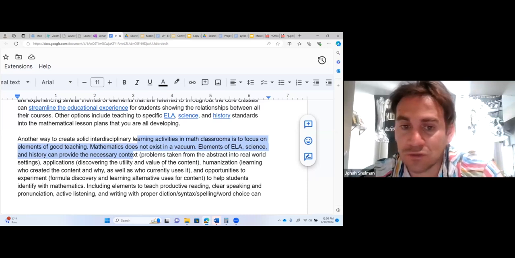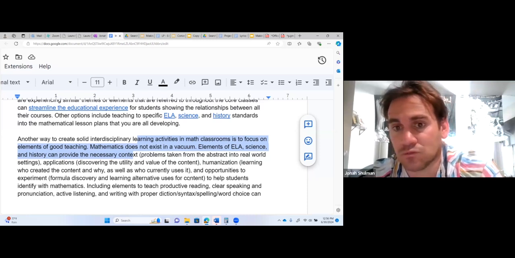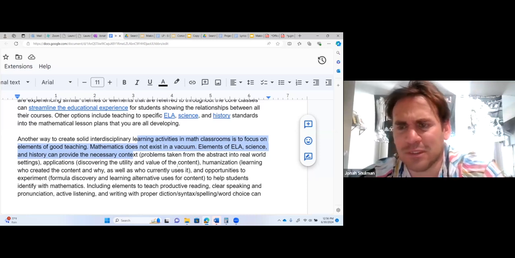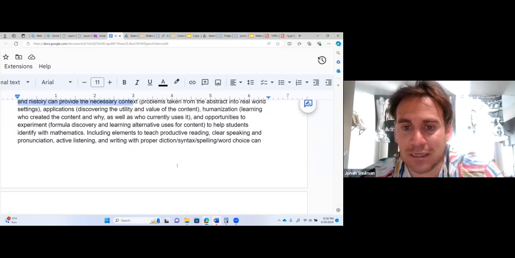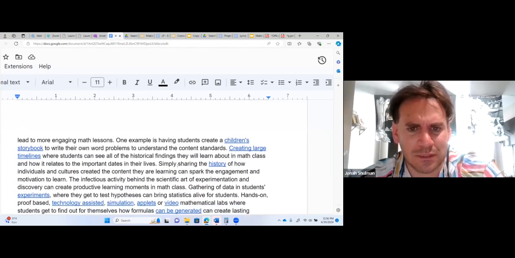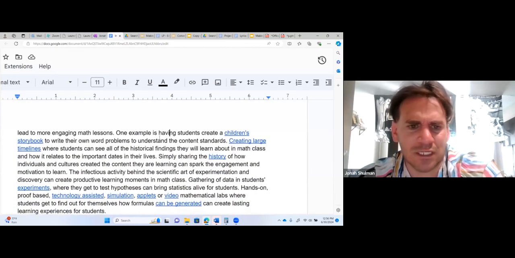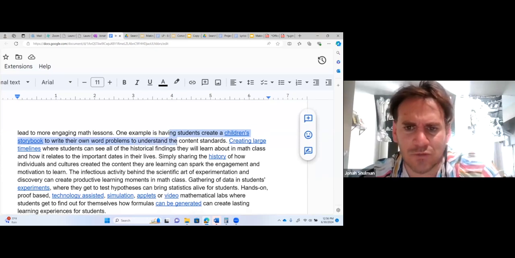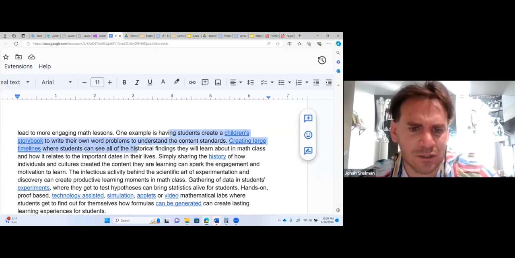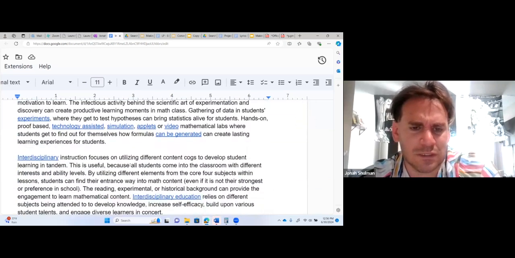So I'm always using these English language rules or understanding pieces about science just to make everything feel like it's one piece. I had my students create storybooks and problems in their own words for their content standards. You can create large timelines, historical figures around the room. There's all these ways to connect it.